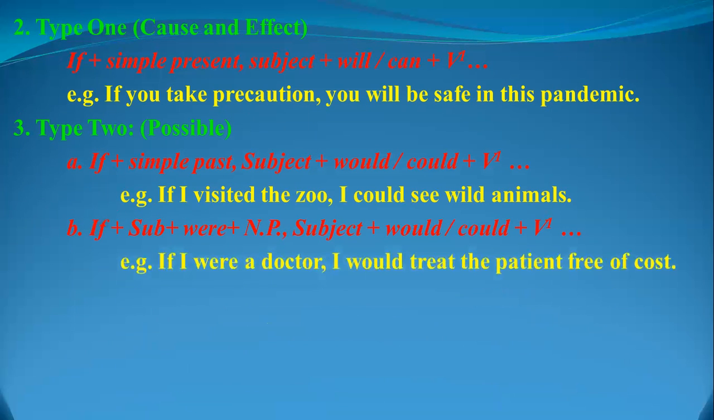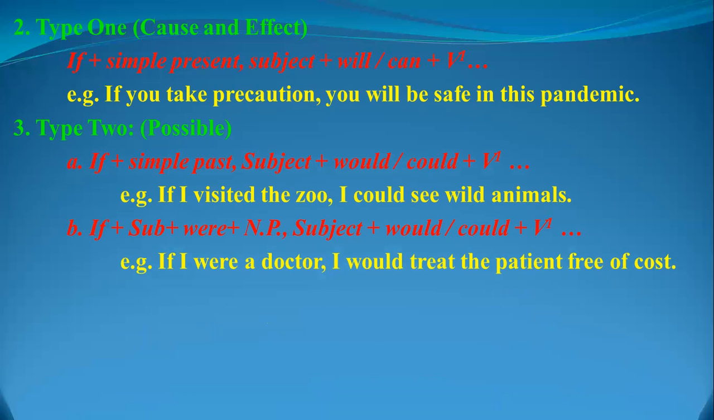Next example: if I were a doctor, I would treat the patient free of cost. If I were a bird, I would fly in the sky. If I were a rich person, I would help the poor. So these are the second type of conditional with possible sense, possible meaning.